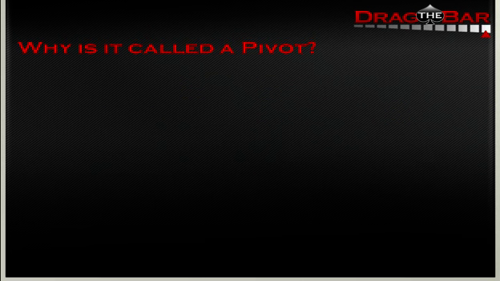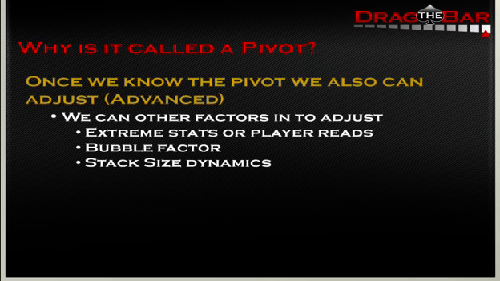All right. So we've spent a whole lot of time talking about what pivot points are. And the question is, why did we call it a pivot point? So once we know what a pivot point is, we can also adjust that pivot point to certain factors in the game. Like we were talking about earlier, there are players with extreme stats, somebody who's raising 70% of their hands pre-flop, or we're going to get other kinds of player reads, like the fact that somebody might be on tilt because they just lost a big all-in.